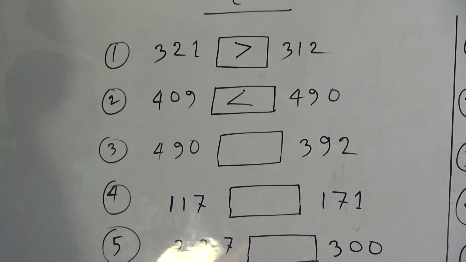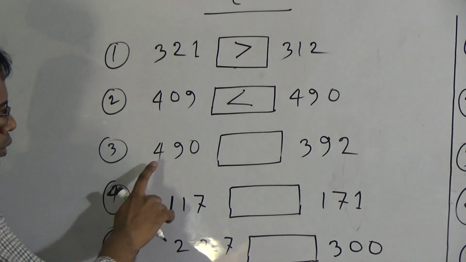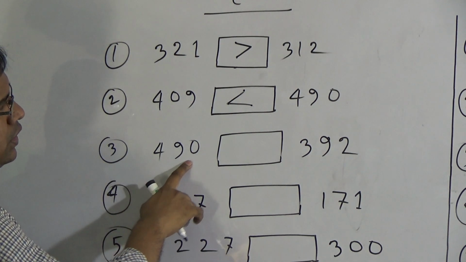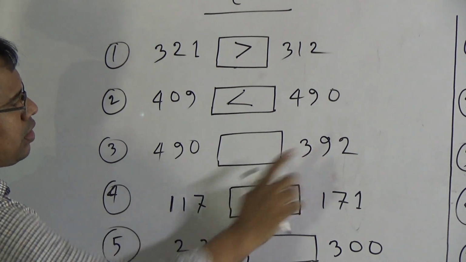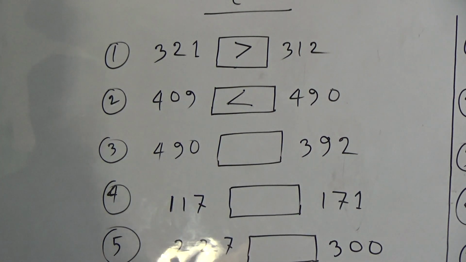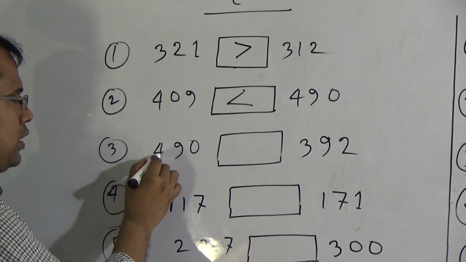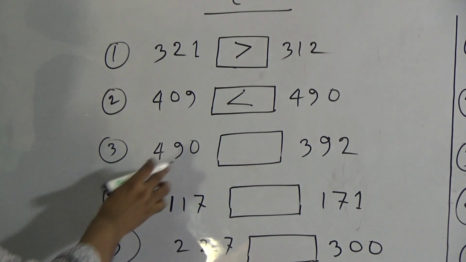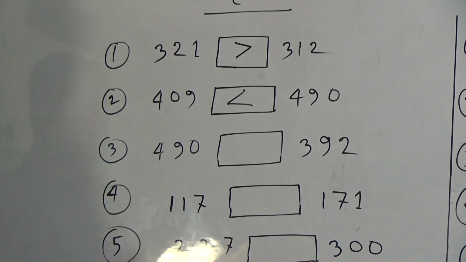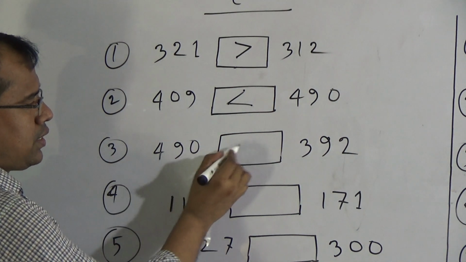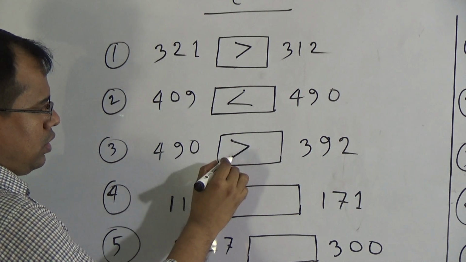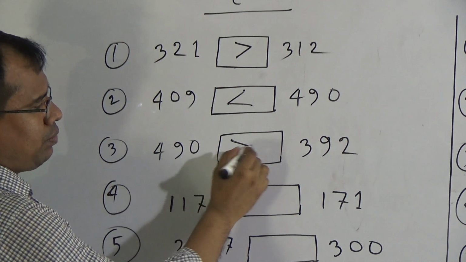Now the third numbers. Here in the left side 490 exists, but in the right side 392 exists. Here in the left side the hundreds place is 400, but here it is 300, so the first number is the greater number, so we will write the greater than symbol here. That means 2 dots will come in the left side and 1 dot will come in the right side.